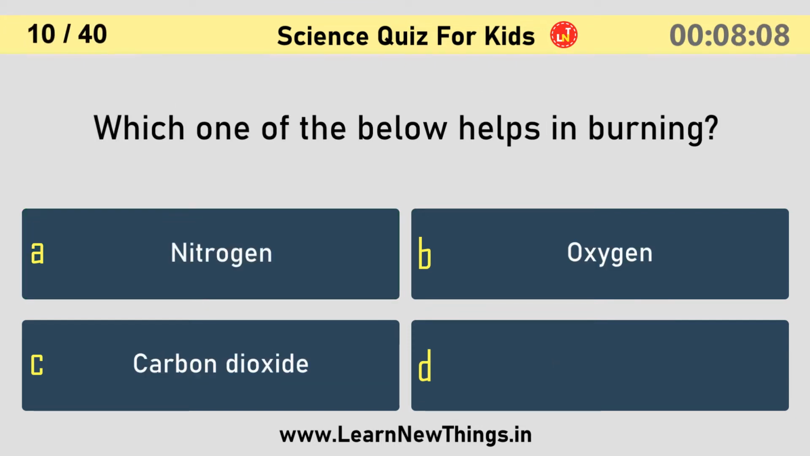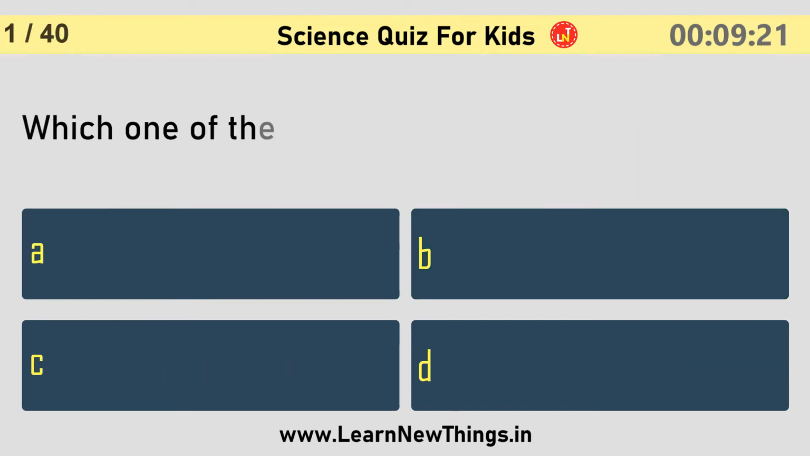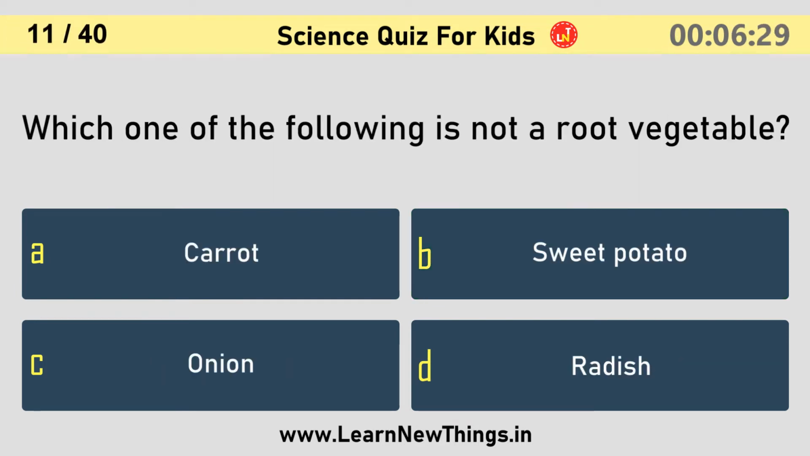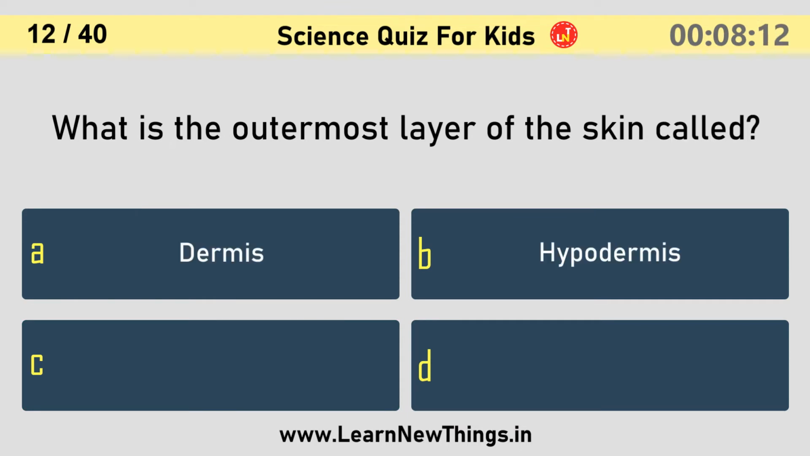Which one of the below helps in burning? Oxygen. Which one of the following is not a root vegetable? Onion. What is the outermost layer of the skin called? Epidermis.